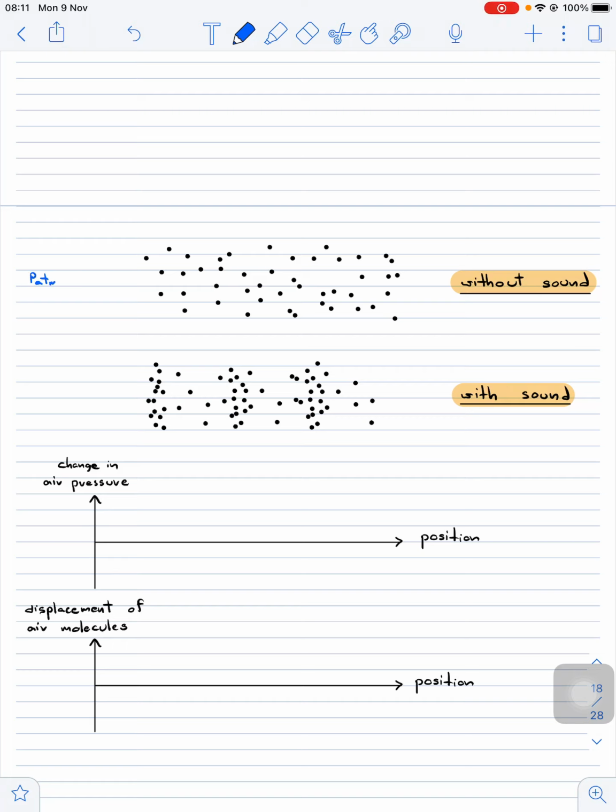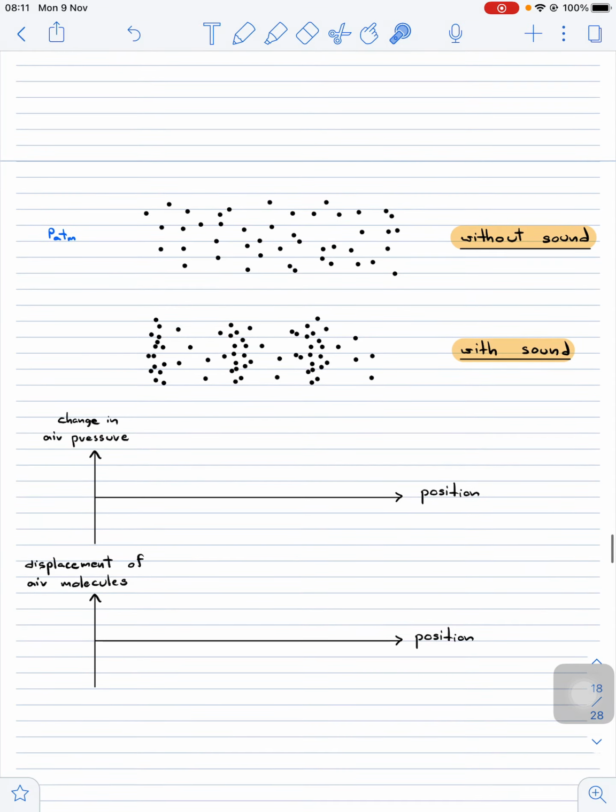Let me just say it as the ATM. Okay, let me just write down as the ATM. But then if we have the sound wave, you can see that we're going to have the regions which are called the compression, and we're going to have the region which is called the rarefaction.